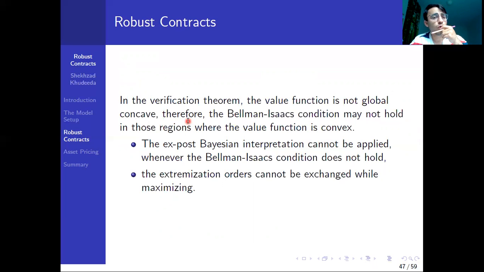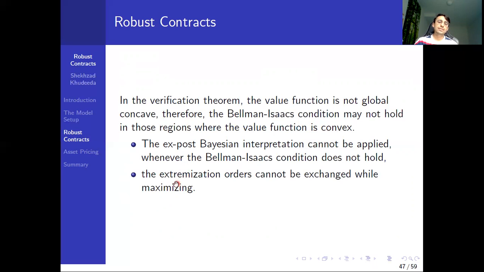As we see in the graph and in the verification theorem, the value function is not globally concave. Therefore the Bellman-Isaacs condition might not hold in those regions where the value function is convex. Since the Bellman-Isaacs condition doesn't hold, the ex post Bayesian interpretation cannot be applied, and the extremization order cannot be exchanged while optimizing.